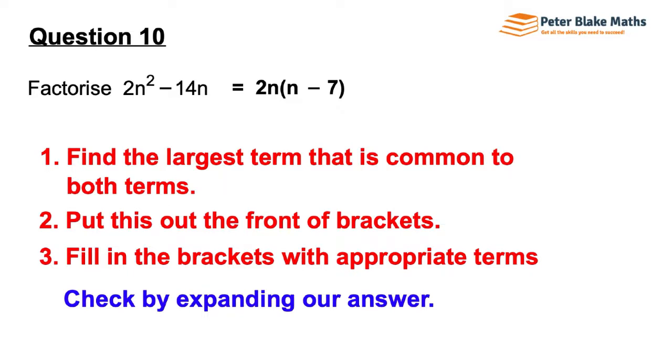So in factorising questions, you can kind of tell if you're on the right track or not. The other thing to check is to see if there's anything still common between the numbers inside the bracket. If there is, you haven't taken out something big enough for your front number. But that's for another day. So final answer, 2n outside of n minus 7.